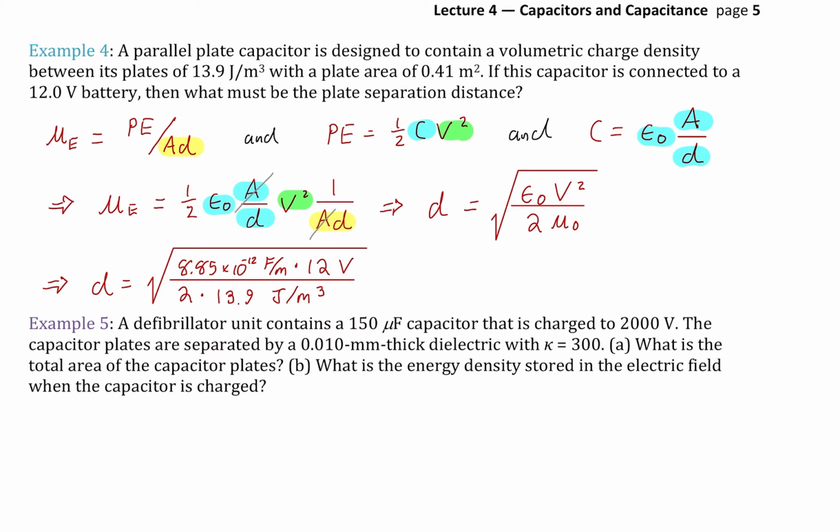Once I plug in all of our knowns, because the things we knew were the constant epsilon naught, the voltage, and the stored energy per volume. Wonderful, okay? So there we have it. And we came up with a new formula, right? It's 2 micrometers, which is really close, but absolutely manufacturable.